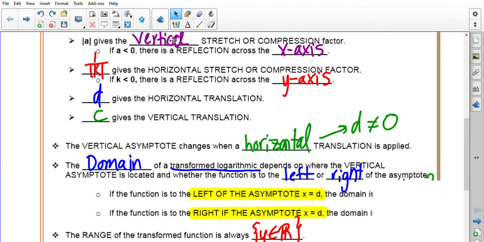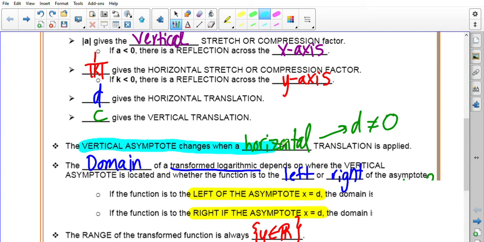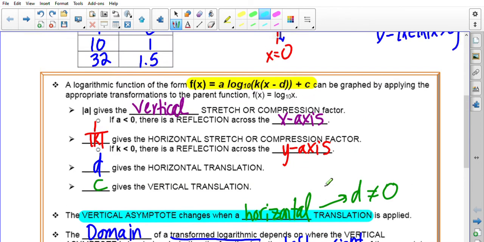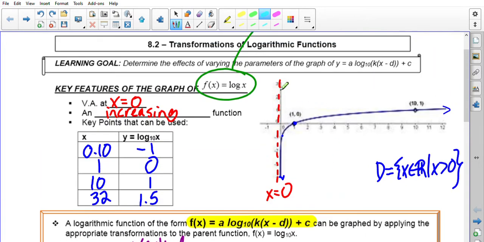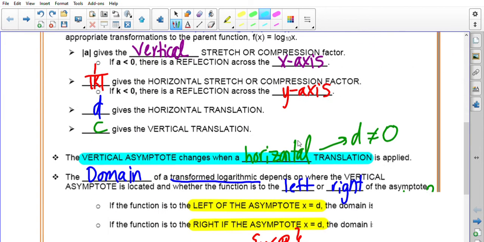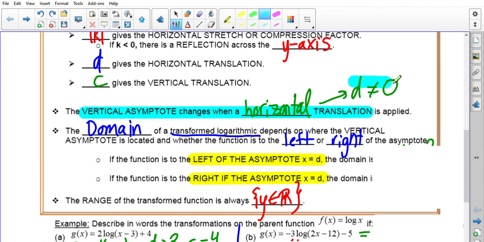Keep in mind that the vertical asymptote will change. Let's highlight that. The vertical asymptote changes when a horizontal translation is applied. The minute we shift this graph left or right, that means this vertical asymptote moves as well. So that is when d does not equal 0.